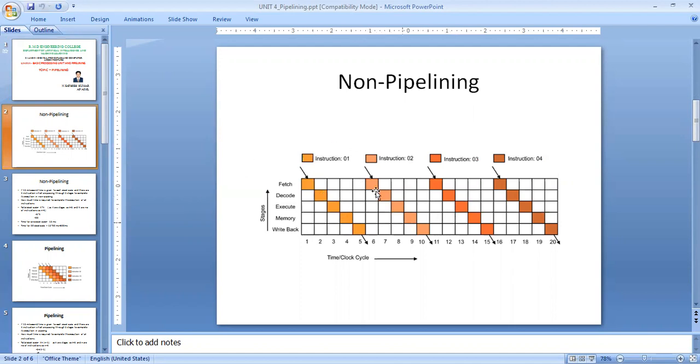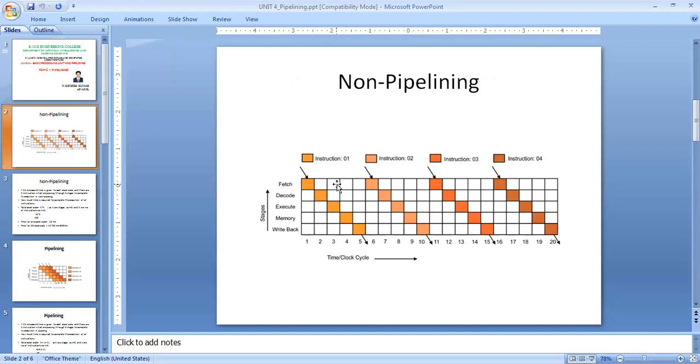In this diagram, we have 4 instructions. That means 4 instructions carried out by a non-pipelining processor. So each instruction has 5 stages. That means each instruction is going to fetch the instruction, decode that instruction, and finally execute based upon the instruction operations. And finally, it may utilize the memory also in some cases. Finally, it may store the result in the memory itself, that is write back. So we have 5 stages that should be carried out by each instruction.